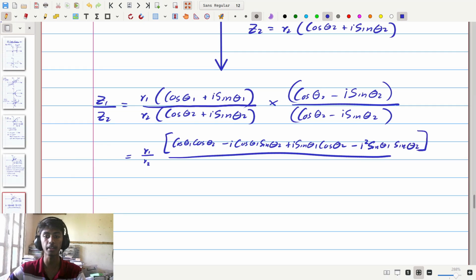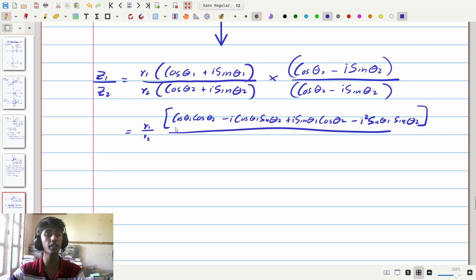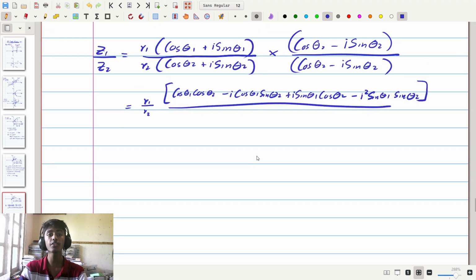And close bracket. Now for the denominator, we're going to have eliminated all of the complex part, we're going to have only real parts, and since there's a difference of squares, we're going to have cosine theta 2 times cosine theta 2, or cosine squared theta 2, and then i sine theta 2 times negative i sine theta 2 is going to be minus i squared sine squared theta 2. The other two terms of course will cancel, since here we have a plus b and a minus b.